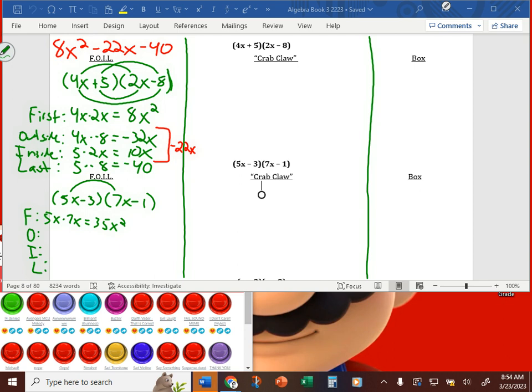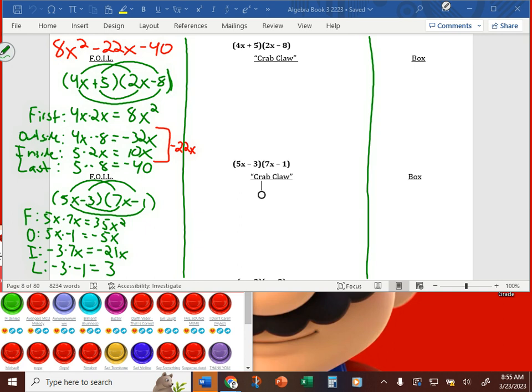Then what comes next? The O. Sam. 5x times negative 1. Right. We've already multiplied the 5x by 7x. Now we'll multiply the 5x by negative 1. And that's going to give us negative 5x. I? Anybody? Stands for? Inside. Okay. Now we're going to that negative 3. Negative 3 times 7x equals negative 21x. And then the last terms are two constants. Negative 3 times negative 1, hey old man, equals positive 3.